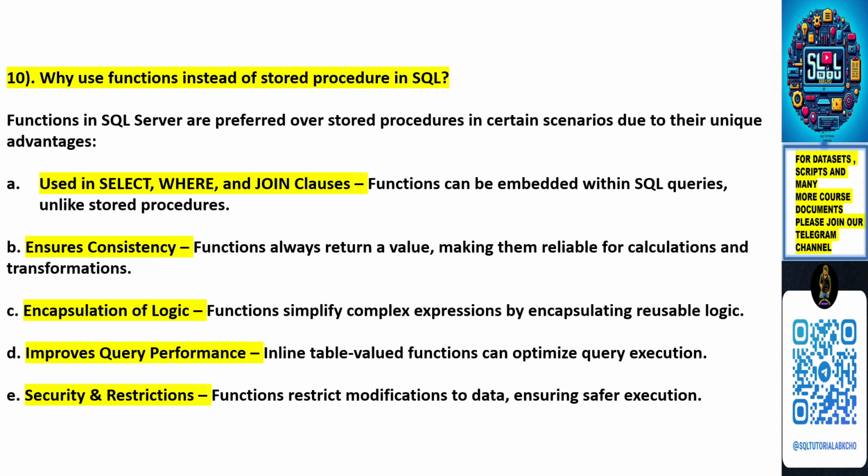Number one is used in select, where, and join clauses. Functions can be embedded within SQL queries, unlike stored procedures. Stored procedures we cannot use with select, where, and join clauses. Now second point, ensures consistency. Functions always return a value, making them reliable for calculation and transformation. Basically, a stored procedure may or may not return a value, but a function must return a value. So that is the reason functions always return a value.